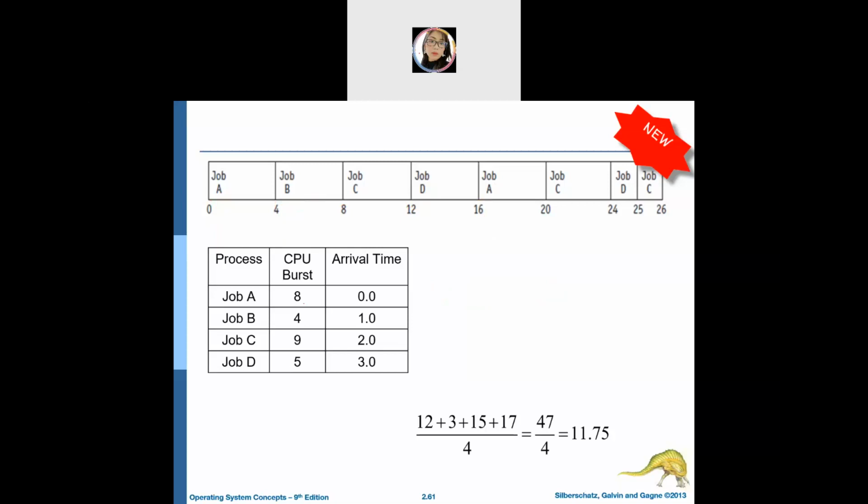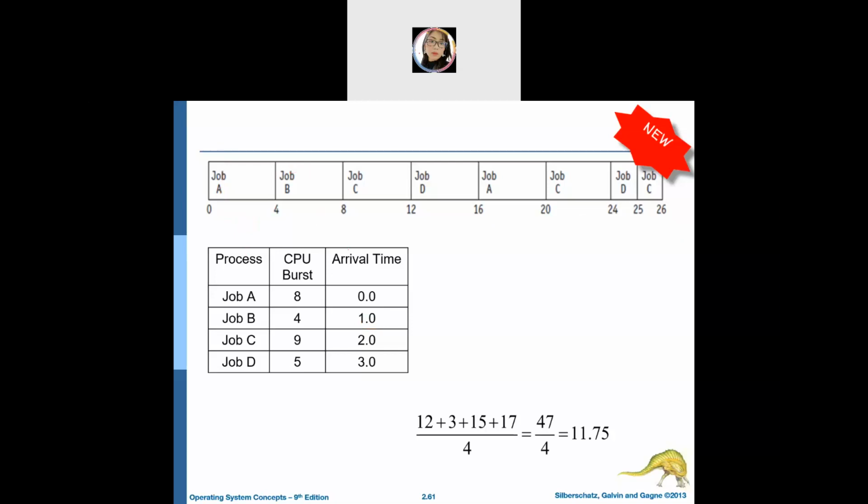For job B, you arrive at 1 second. At 1 second you already arrived, but you did not start. So how long do you need to wait? 4 minus 1, 3 seconds you are waiting. And after that, you finish. You don't stop for B, so there is no other waiting time.